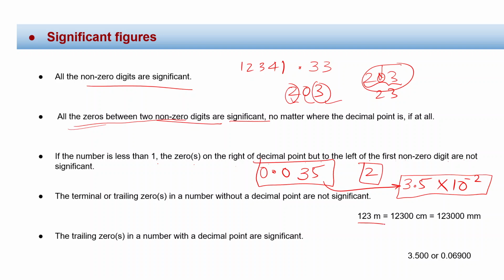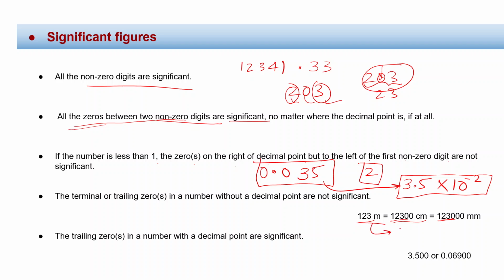Like if I am writing 123 meter and if I write it in centimeter, I will get 2 extra zeros. But here there were 3 significant figures, here also there are 3 significant figures. If I write this in millimeter, here also only 3 significant figures are there. These zeros are non-significant.